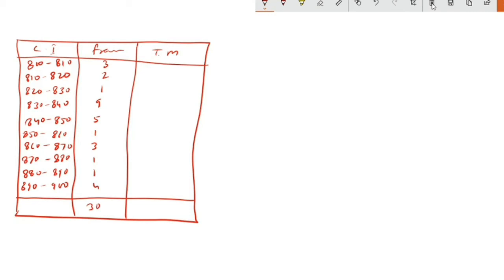Here are the tallymarks: 1 2 3, 1 2, 1, 1 2 3 4 5, 1 2 3 4, 1 2 3 4 and 5, 1, 1 2 3, 1, 1, and 1 2 3 4. This is the tallymark column. Okay, so the first part is completed. Now we have to draw the bar graph for the given question.